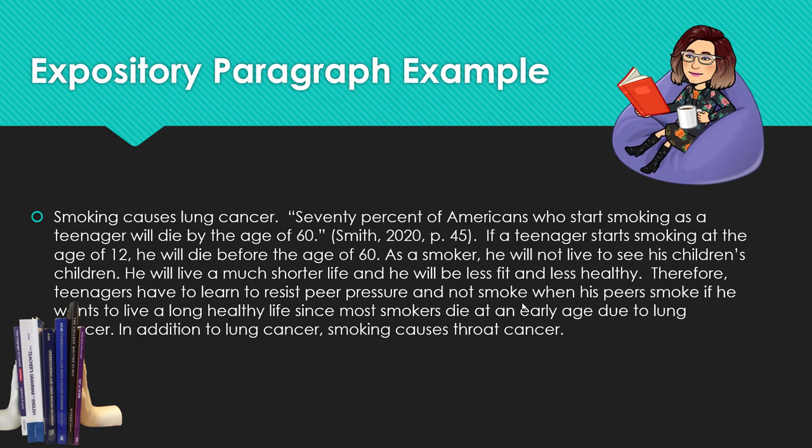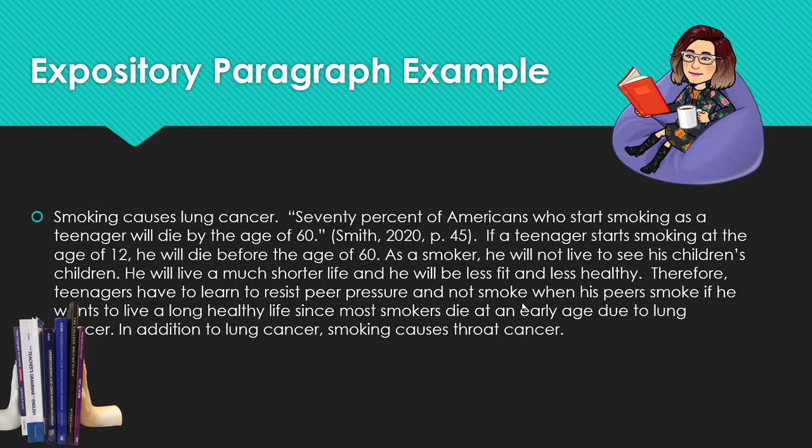If a teenager starts smoking at the age of 12, he will die before the age of 60. As a smoker, he will not live to see his children's children. If you smoke, you live a much shorter life. You're less fit and less healthy. Therefore, teenagers have to learn to resist peer pressure and not smoke when their peers smoke if they want to live a long, healthy life, since most smokers die at an early age due to lung cancer.